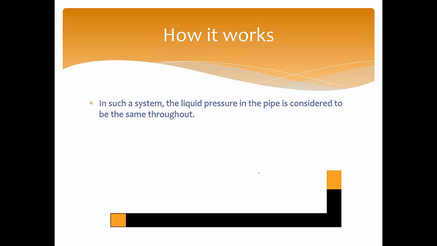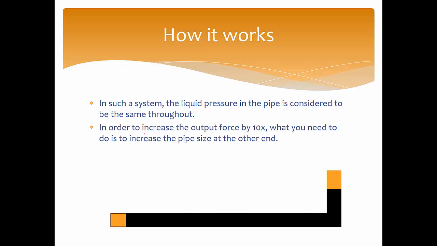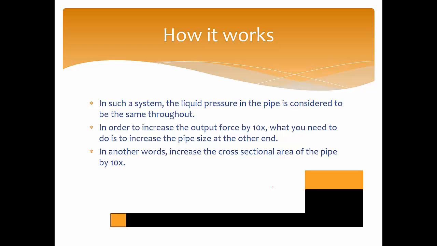So how does it work? In such a system, the liquid pressure in the pipe is considered to be the same throughout for simplicity's sake. So the pressure over here and the pressure over here is the same. So in order to increase the output force by 10 times, what you need to do is to increase the pipe size at the other end, meaning something like this. Instead of the same pipe size, you make the pipe larger. What do we mean by increasing the pipe size, the diameter? It also means that the area in contact is larger by 10 times.